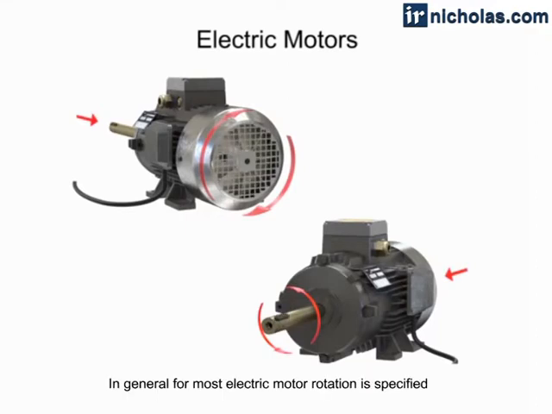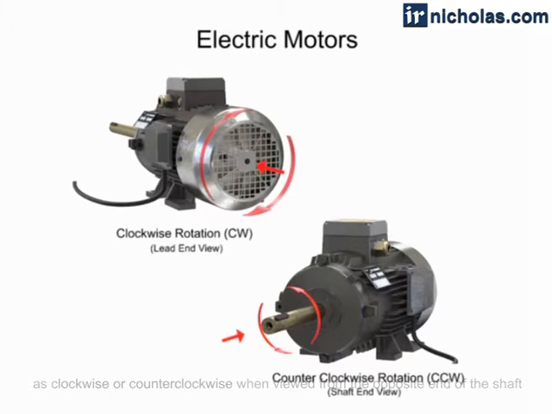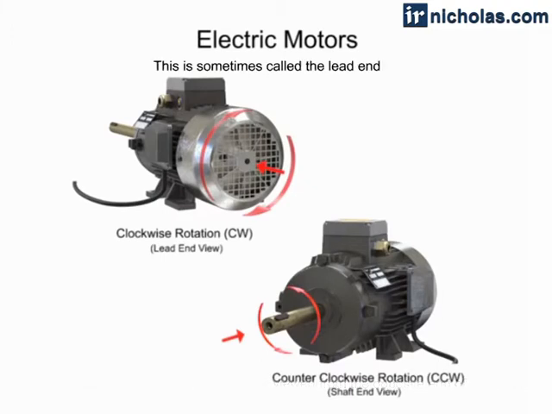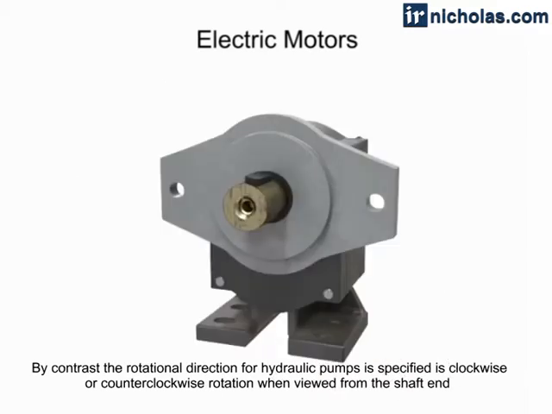In general, for most electric motors, rotation is specified as clockwise or counterclockwise when viewed from the opposite end of the shaft. This is sometimes called the lead end, since the electrical wires or leads typically connect on this end. By contrast, the rotational direction for hydraulic pumps is specified as clockwise or counterclockwise rotation when viewed from the shaft end.